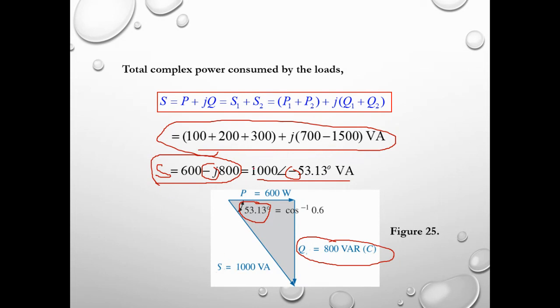So the S modulus over here is 1000 volt-amperes. This is how you plot the power triangle.